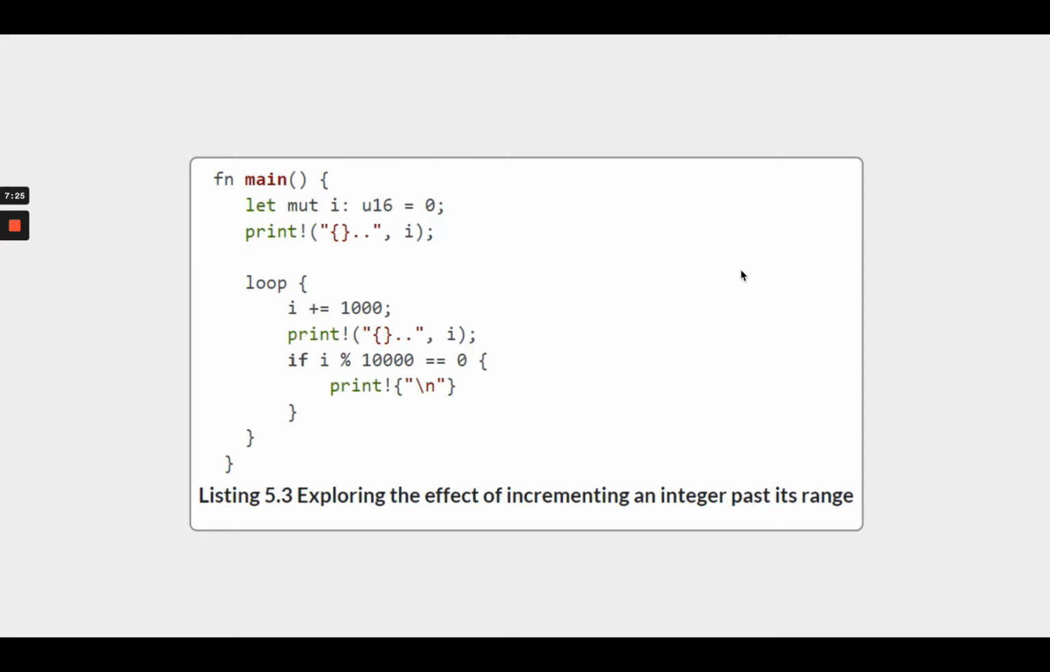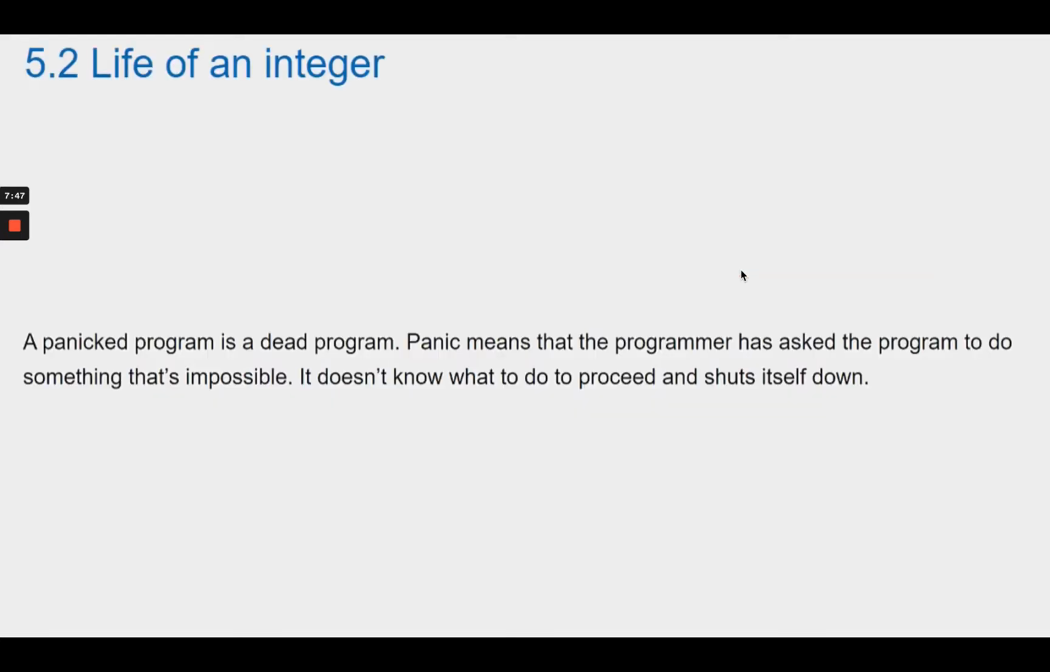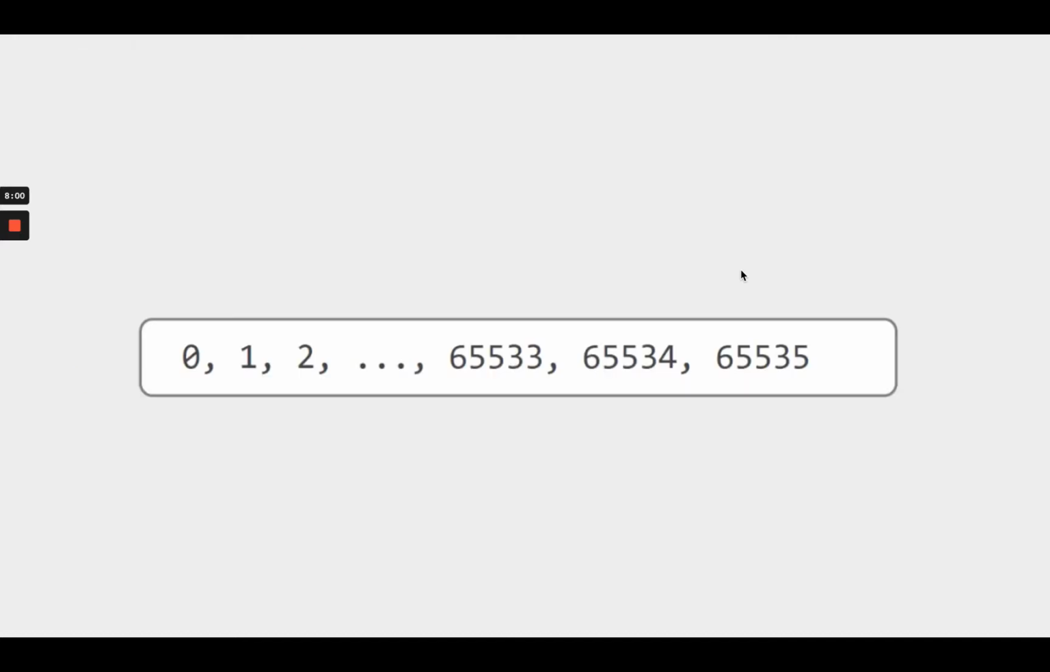The technical term for the class of problem we are investigating is integer overflow. One of the most innocuous ways of overflowing an integer is by incrementing forever. The following listing, ch5/ch5-2-oblivion.rs, is a trivial example of this. When we try to run listing 5.3, things don't end well for our program. Let's look at the output. A panicked program is a dead program. Panic means that the programmer has asked the program to do something that's impossible. It doesn't know what to do to proceed and thus shuts itself down.